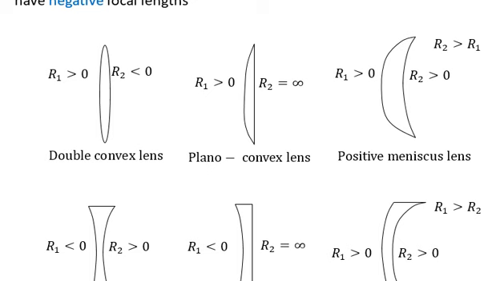Types of lenses. Here we have shown 6 types of lenses that will be commonly used as a single lens. So double convex lens, you can see that radii of curvature are given with their sign convention. Then plano convex lens, where the second surface is infinite in radius. The third is a positive meniscus lens. You can notice the radii of curvature both are positive and R2 is greater than R1.